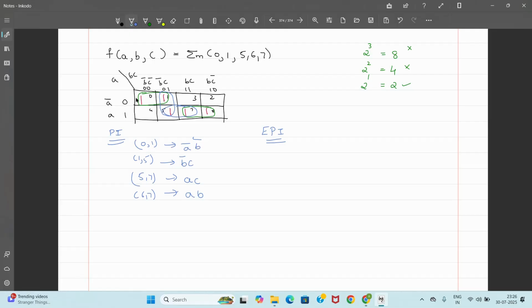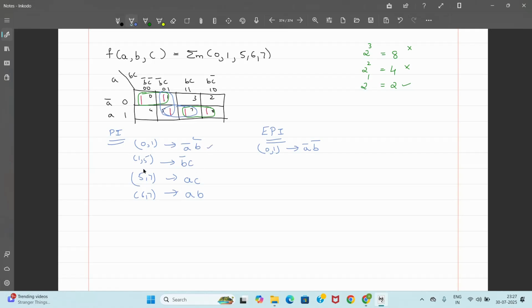In 0 comma 1, you have one cell which is unique to this 0 comma 1 group, and this cell cannot be combined with any other group. Correct? So which means 0 comma 1 becomes essential because it has one cell which is only there in this group, which cannot be covered or combined with any other group. So this is essential.